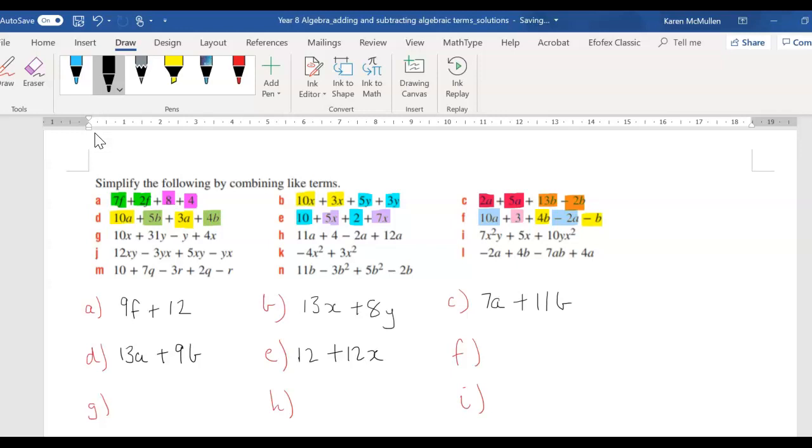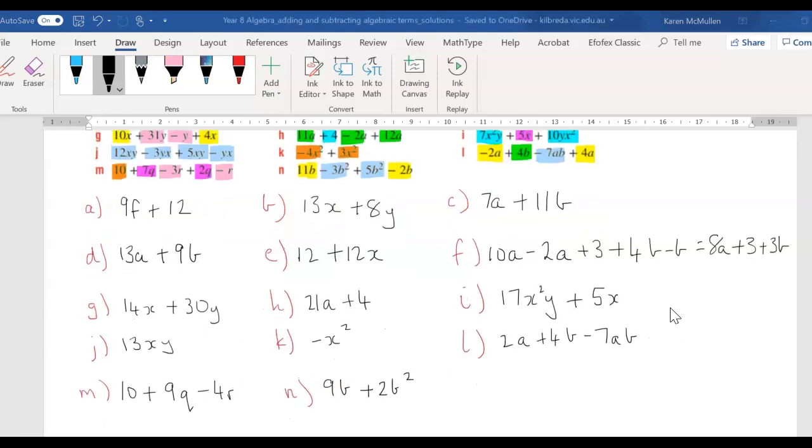Then for F, I've got 10A minus 2A. Now, if it helps, you can actually rewrite them and then do the addition and subtraction. So then we've got the plus 3. And then the yellow terms, 4B minus B. And you can then just probably see them better. So 10A minus 2A is 8A plus 3. And then 4B minus B gives you 3B. All right, so you can pause here. I'm going to pause and finish off those questions.